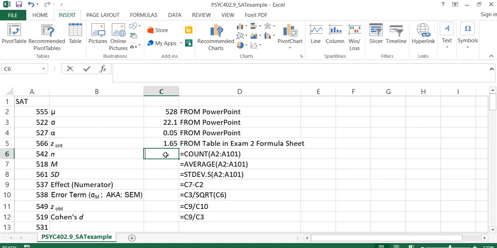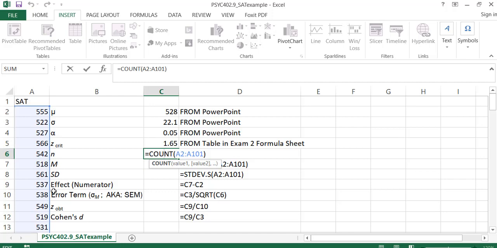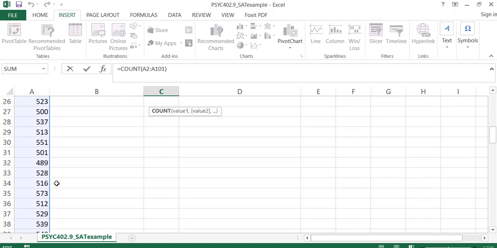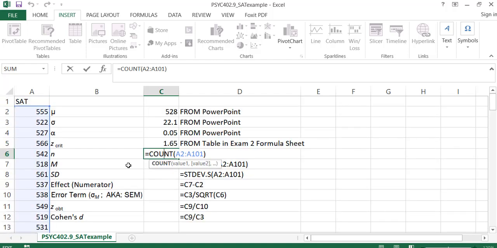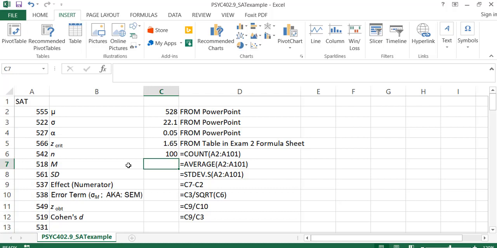So first we're going to count how many scores we have, make sure that we actually have 100, which would then make us match with the lecture. And if we look at that, we find that there are in fact 100. We could also double check that we're not missing any scores down at the end of this column, and they do in fact stop at A101. So there are 100 scores.